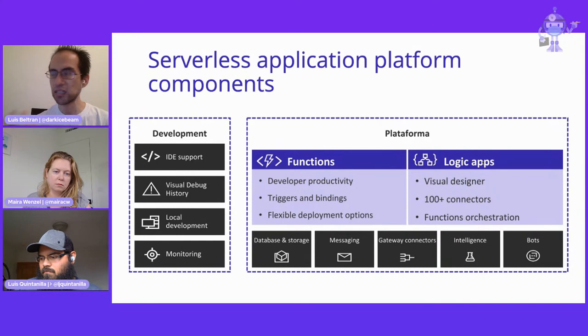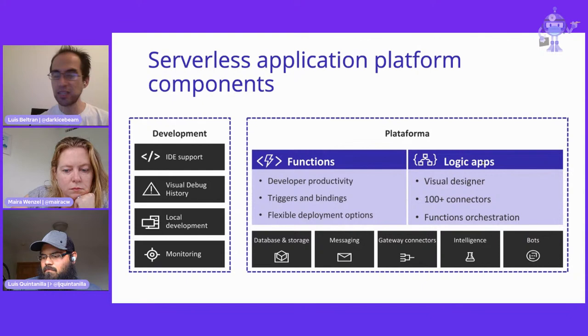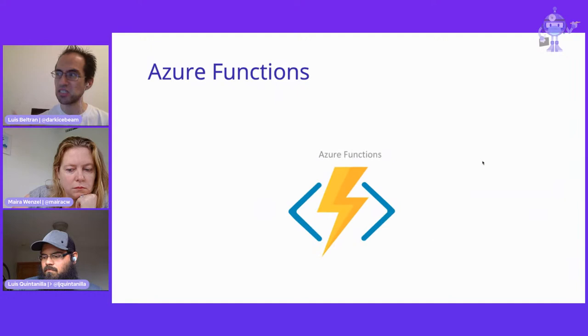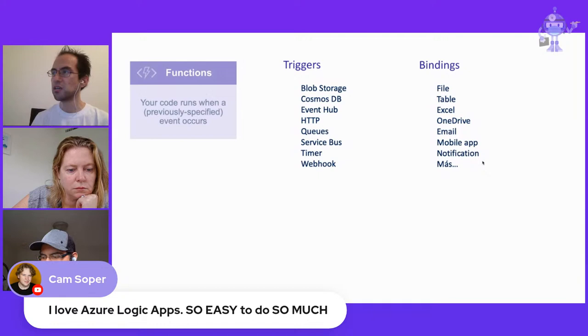In Azure Portal, we have an editor where we can add whatever we want. So basically, Azure Functions is your code on the cloud. And there are different triggers. There are also different bindings, which means that, for example, this is another scenario.